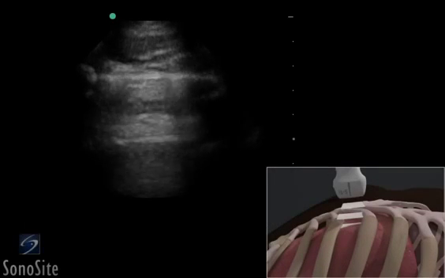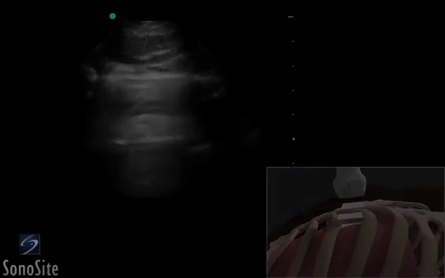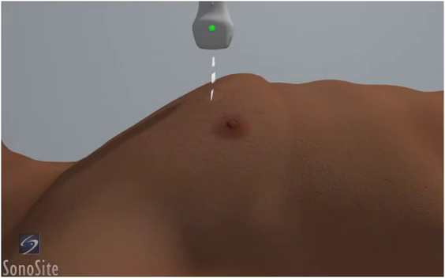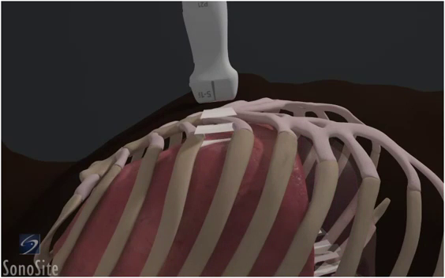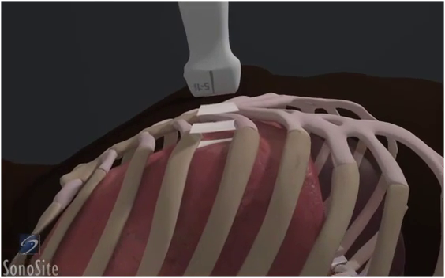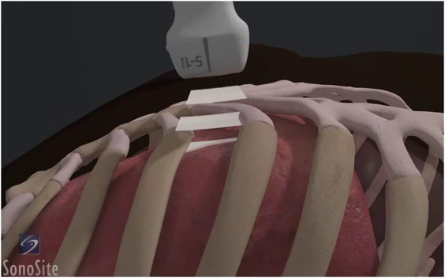A phased array transducer is used to evaluate lung sliding as an extension of the EFAST exam. The orientation marker is positioned in the direction of the patient's head. The transducer is placed in a long axis orientation over the anterior chest wall at the third or fourth intercostal space in the anterior axillary or mid-clavicular line.